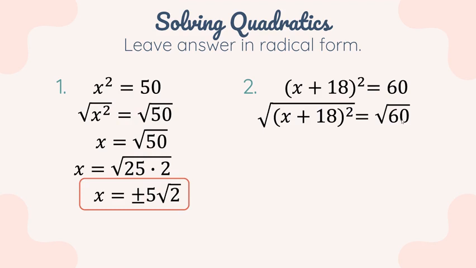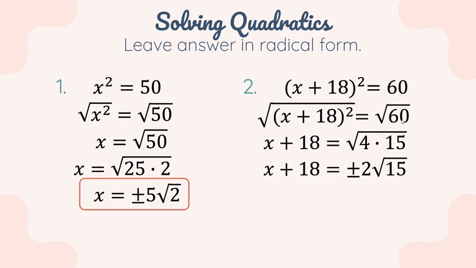And then 60, what goes into 60? The largest perfect square that I know that goes into 60, I'm thinking 4. So 4 times 15, the square root of 4 is plus or minus 2. So I get x plus 8 is equal to plus or minus 2 times the square root of 15.